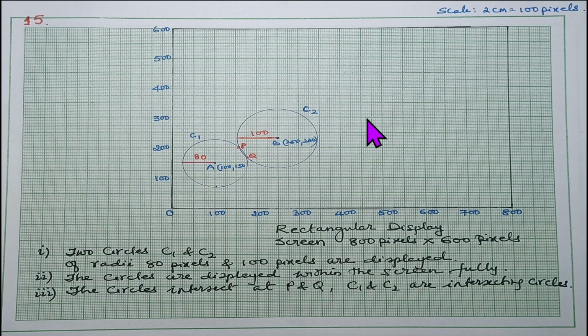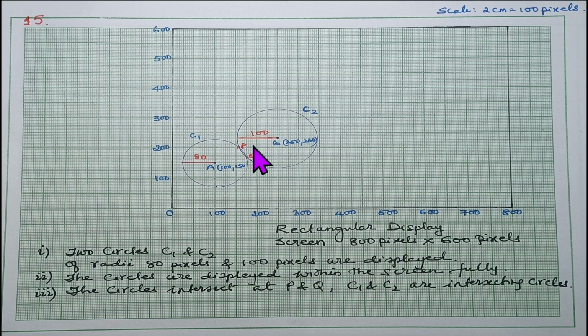Now coming to the next example, we are given a display screen. The horizontal pixels of the screen are 800 pixels and the vertical pixels are 600 pixels. I have taken a scale here: 2 centimeters is equal to 100 pixels. So I have got 100, 200, 300. Horizontal pixels are 800 and vertical pixels are 600 with the same scale. That's why the scale is 2 centimeters equal to 100 pixels. Now there are two circles displayed on the screen. The first circle C1 is of radius 80 pixels and the second circle C2 is of 100 pixels.